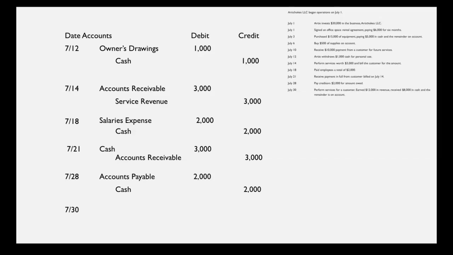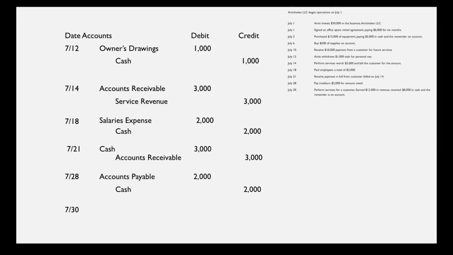The first is perform services. When you see those words, we need to be thinking revenue, right? And then they even tossed in there, for good measure, that you earned $12,000 in revenue. So we can even write down right now, okay, service revenue, $12,000, right? Because that's the amount that we earned. Then you received $8,000 in cash. So you did work that was worth 12,000 and customers paid you 8,000.